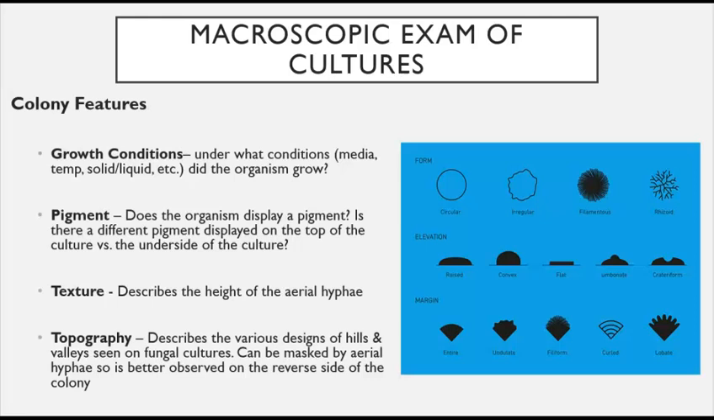The texture of the colonies: describe the height, or was there aerial hyphae? Think of it as a plant growing up from the soil, aerial. Topography: describe the various designs of the hills and valleys of the fungal culture. You're looking from the horizontal plane of the plate. Does it have hills, valleys, bumps in that culture or colony? These can be masked sometimes by aerial hyphae, so you might have to observe from the reverse side of the colony or from the side of the colony.